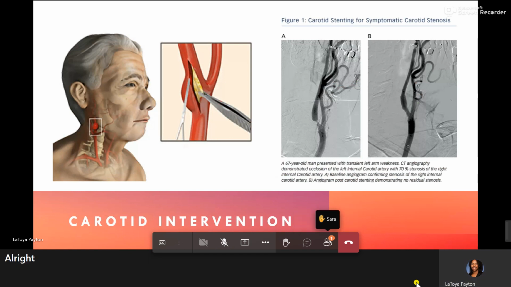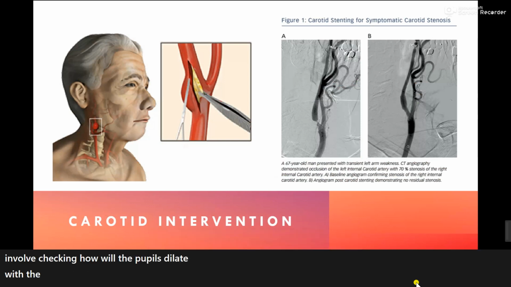So because you're in a carotid and, okay, two, you're kind of looking at the circulation that's going to the brain. Before the procedure, you have to perform a neurological assessment. Their neurological assessment is going to involve checking how well the pupils dilate with a light, seeing if the pupils react and dilate appropriately and equally on both sides.